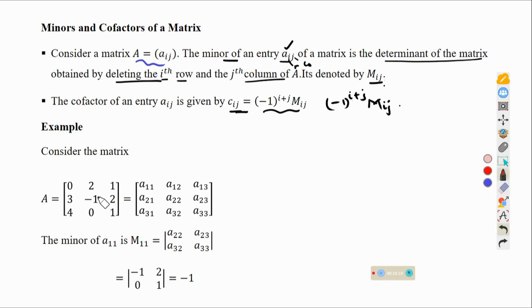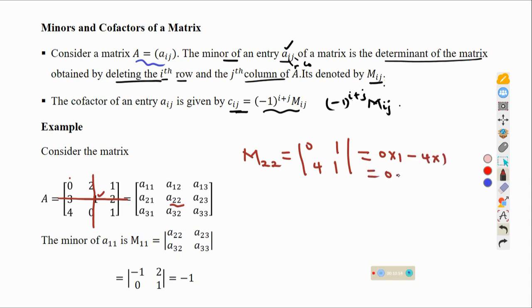So the next entry is this one. The minor of this one is in position 2, 2. So minor of 2, 2. We shall eliminate the second row, second column. What do we remain with? We shall remain with 0, 1, 4, 1. Then get the determinant there: 0 times 1 minus 4 times 1. This will be same as 0 minus 4, and this will give us negative 4. So this is the minor of 2, 2.